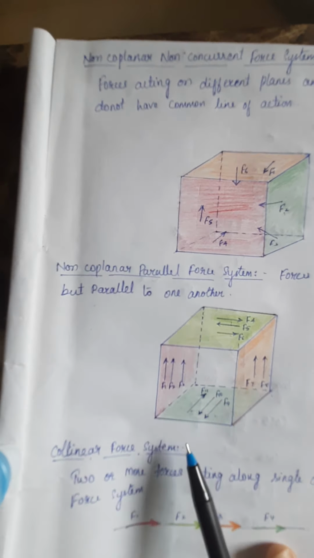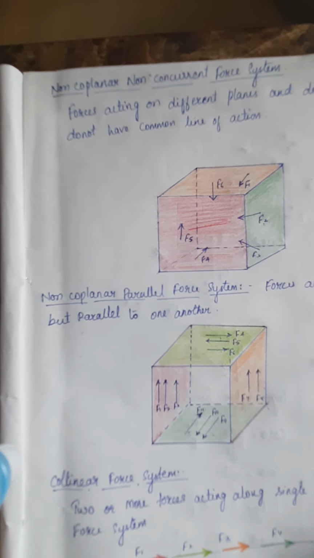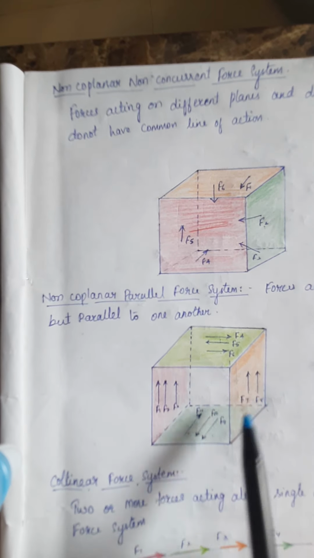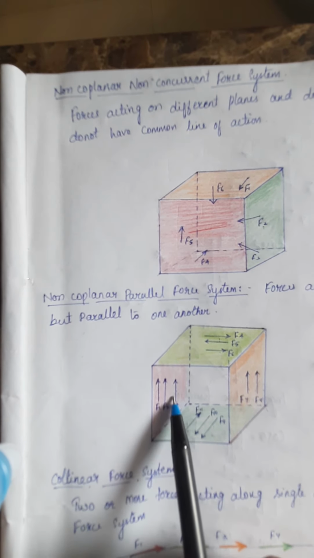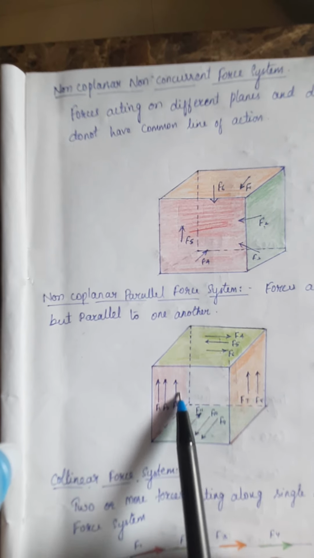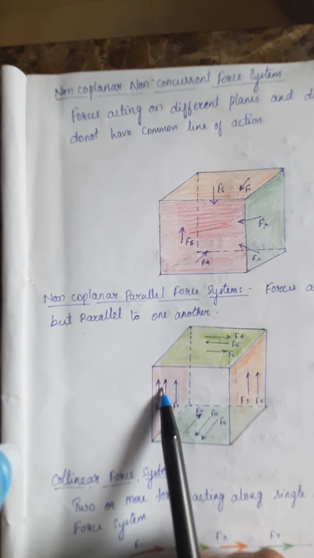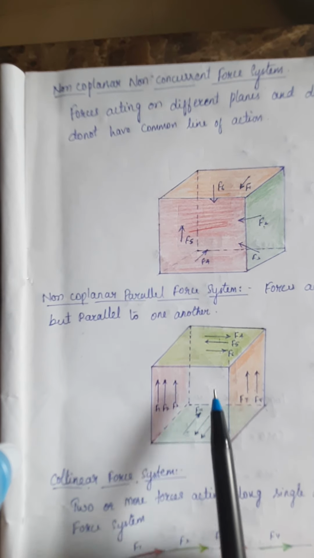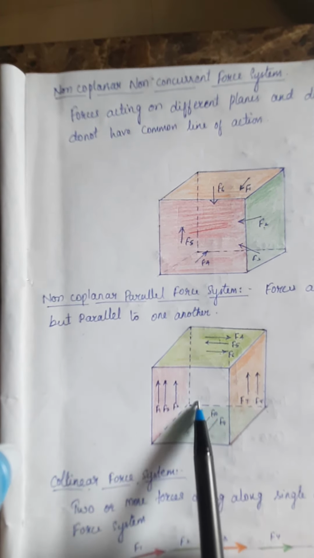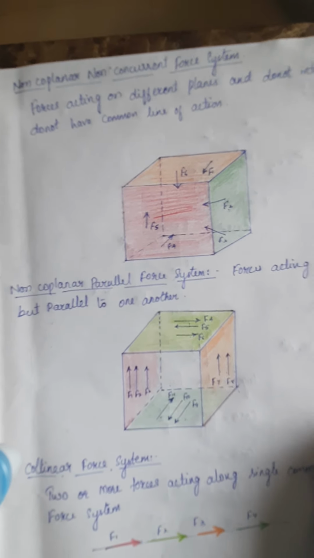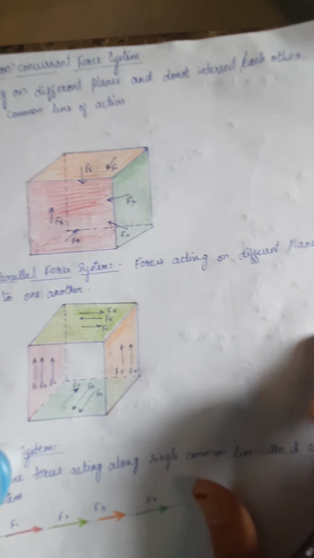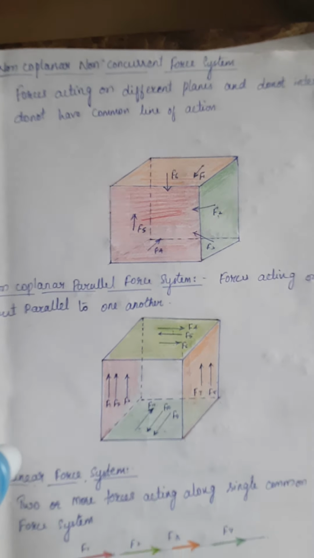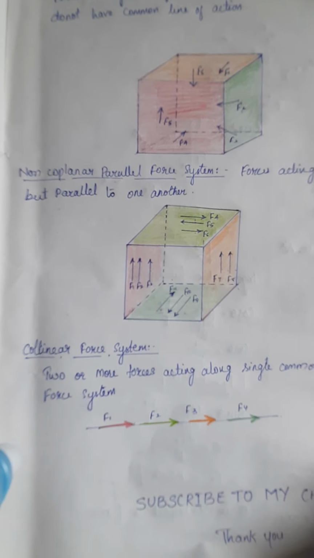And another type we have is the non-coplanar parallel force system. What is happening here? Non-coplanar, different planes. The forces act on different planes, but their lines of action are parallel to each other. Here it may be like parallel, likewise here, or it may be unlike parallel. So we can define it: forces acting on different planes but parallel to one another are called a non-coplanar parallel force system.